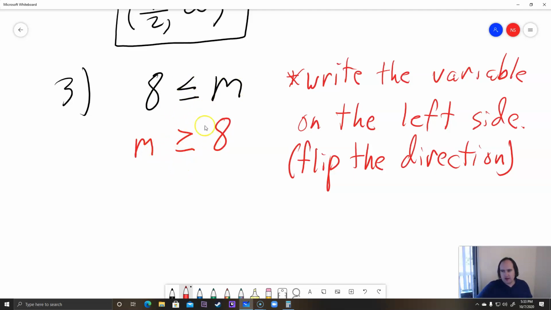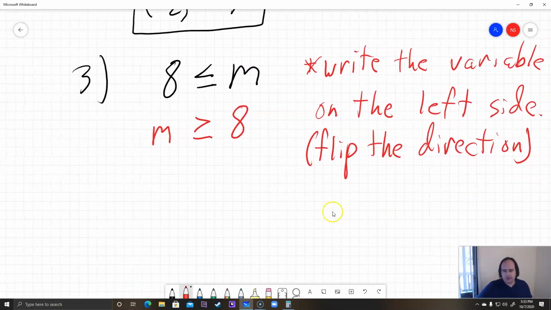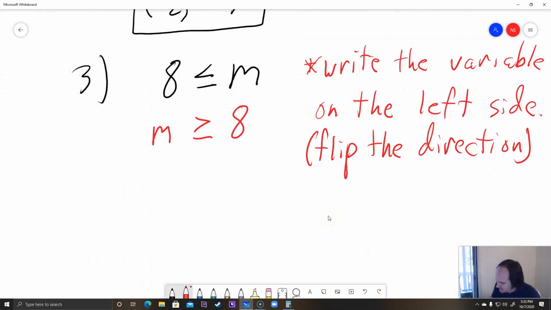But you want to write the variable on the left side. That way it's a lot easier to graph, because if you have the variable on the right side, it's easy to mess it up. Okay? Alright, but now that we have it in this format, we should be able to use it.